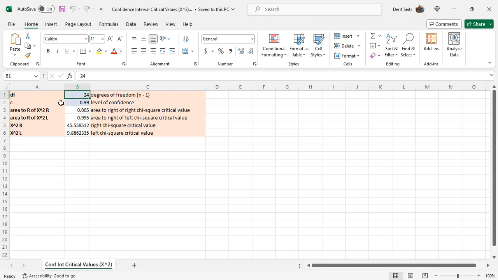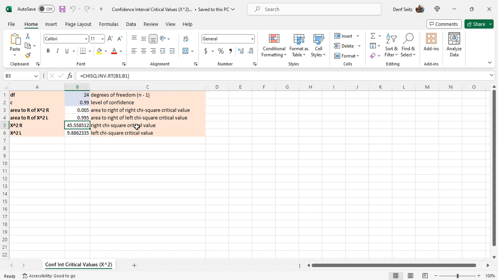The level of confidence for this example is 99%. The area to the right of the chi-square critical value is 1 minus the level of confidence divided by 2. The area to the right of the left chi-square critical value is 1 minus the area to the right of the right chi-square critical value.